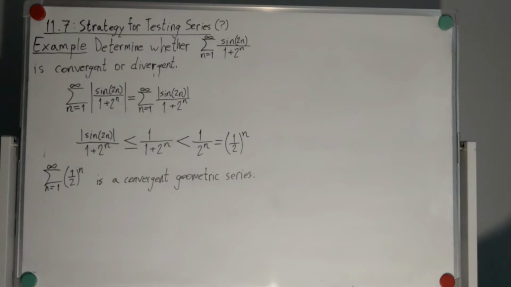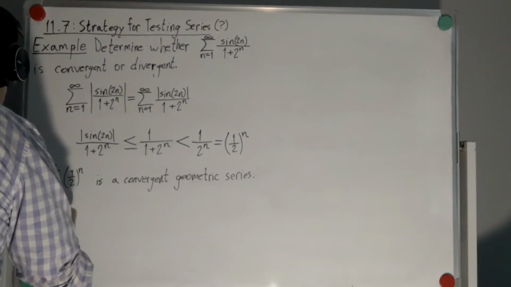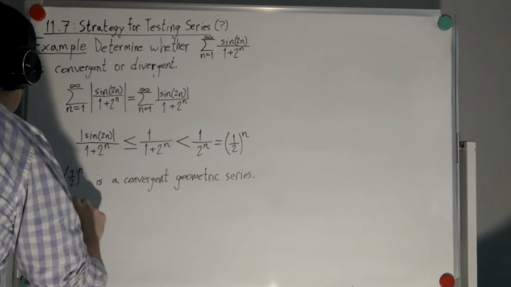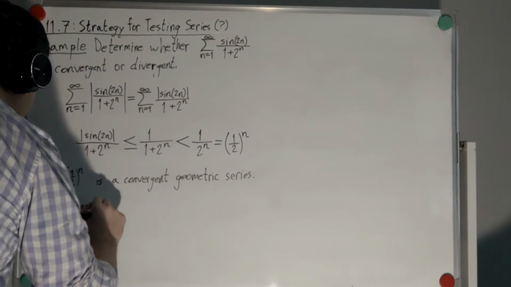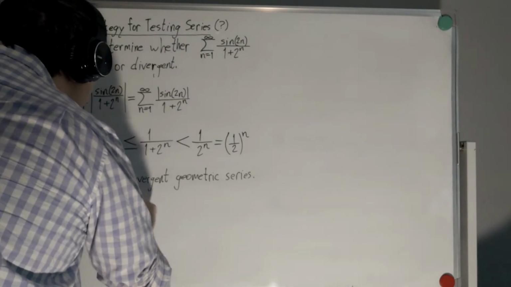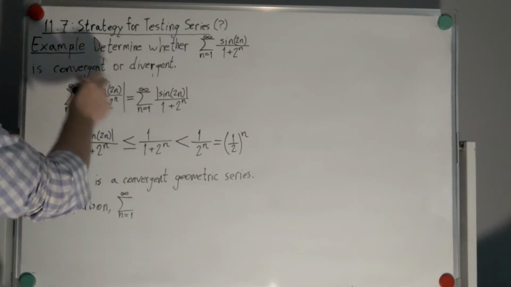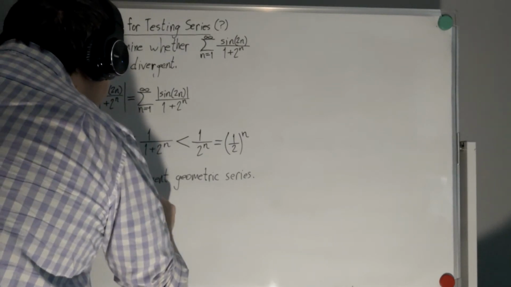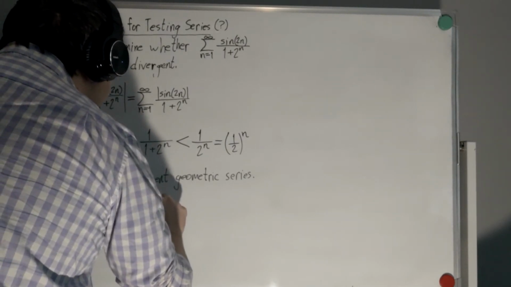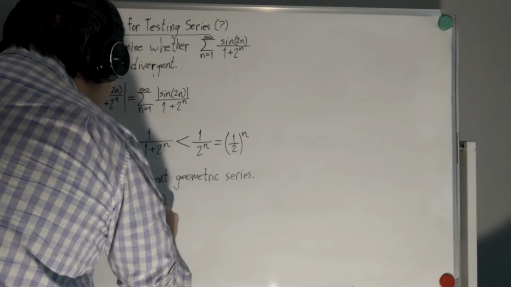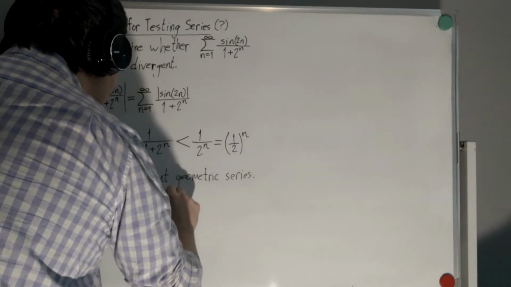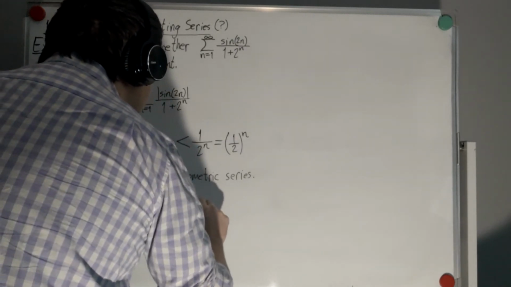Okay? And so by comparison, that means that, by the comparison test, I should say, the sum from n equals 1 to infinity of this smaller series, which is the absolute value of the sine of 2n over 1 plus 2 to the n, is convergent.